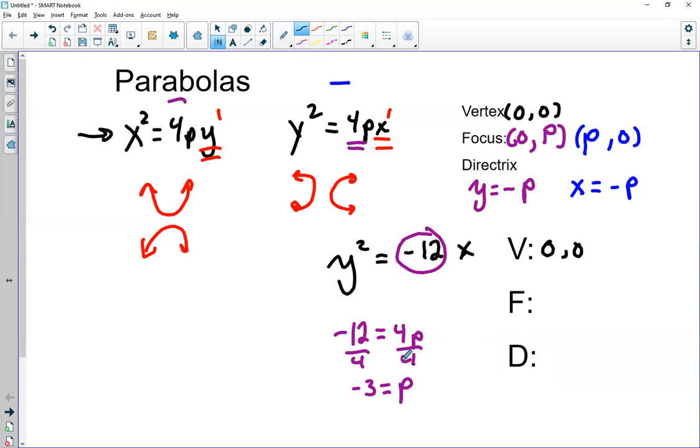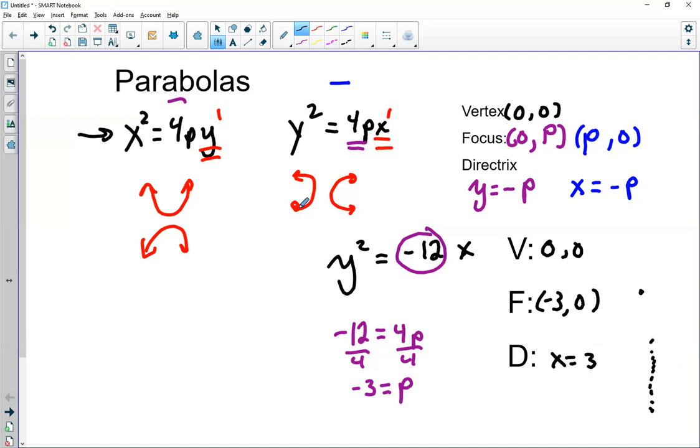Since the x is by itself, it affects the x. So the focus is negative 3, 0. Remember, the focus is an actual dot on the graph. And the directrix is just negative p. So what's negative of negative 3? Positive 3. So x equals 3. It's going to be a vertical line at the x value equals 3.